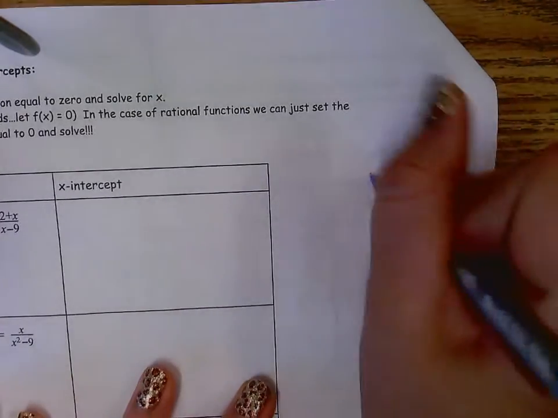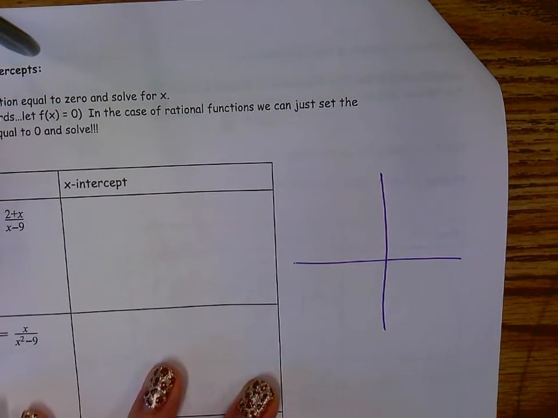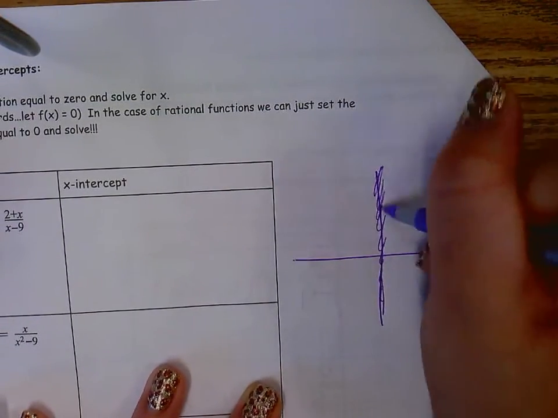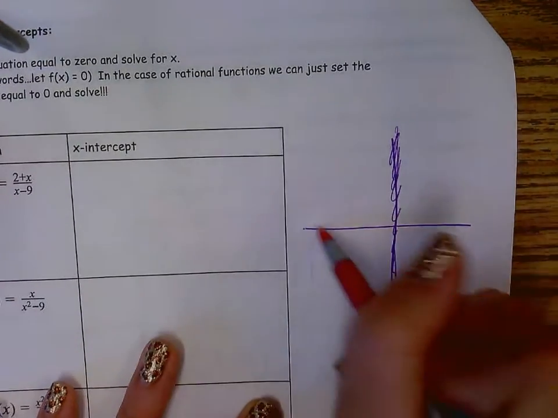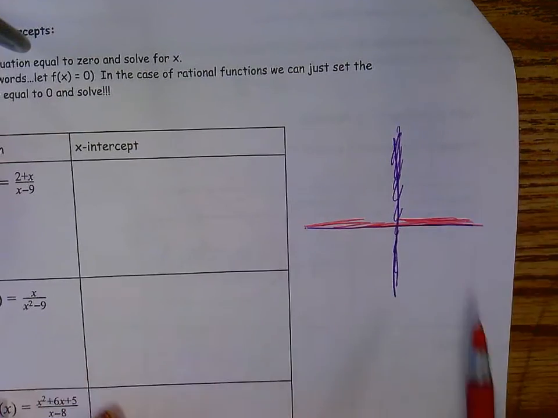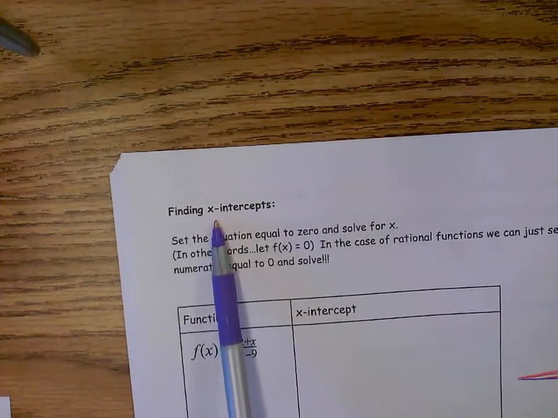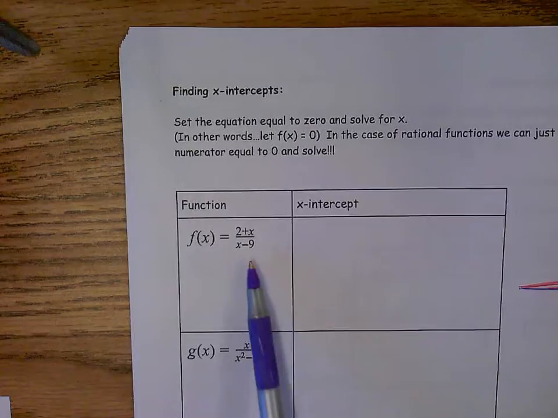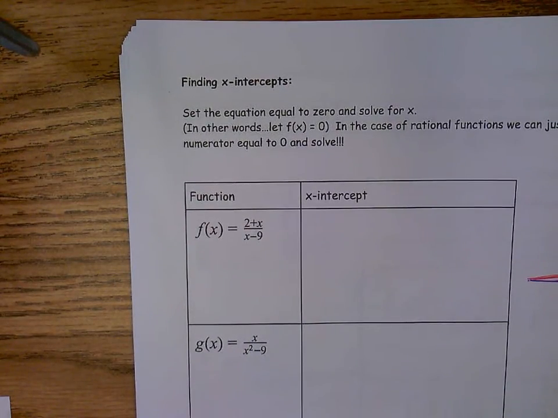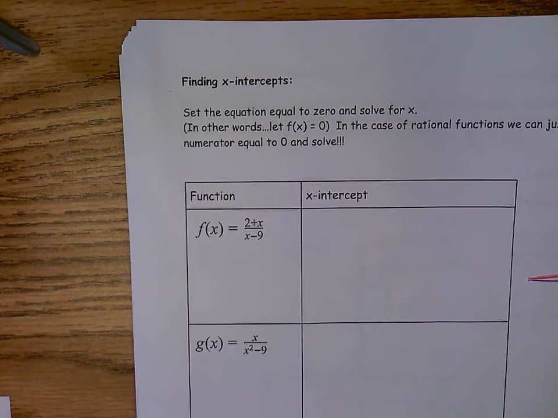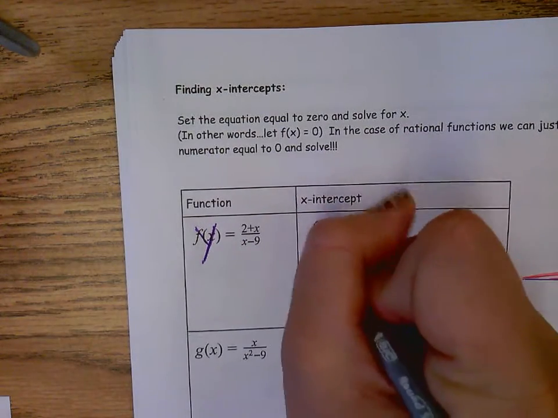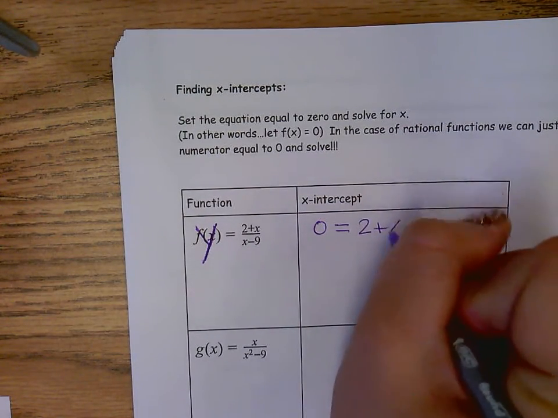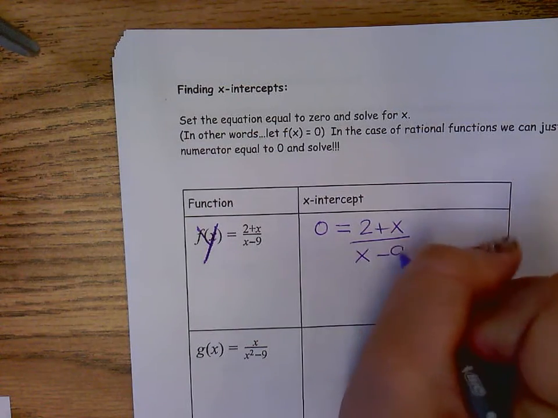And if you figure out which axis you're on, if I'm on the y-axis, x is always 0, right? If I'm on the x-axis, what happens? y is always 0. So on the next page, instead of plugging in 0 for x, we're going to plug in 0 for y. And there's a shortcut that I'm going to show you. This is really y equals, right? y equals 0 equals (2 plus x) over (x minus 9).